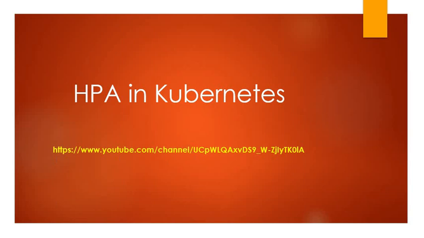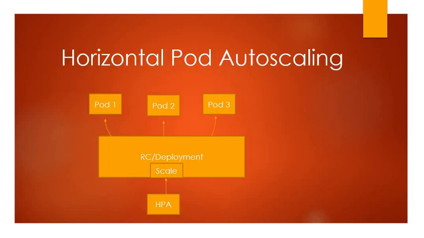So let's understand with this diagram. This is how HPA, Horizontal Pod Scaling, works. You have the Deployment or ReplicaSet. When you scale, pod 1, pod 2, pod 3, pod 4, pod 5, pod 6, up to pod n can be running after autoscaling. So basically here the HPA, that is the Horizontal Pod Autoscaler, controls the scale of a Deployment and its ReplicaSet.